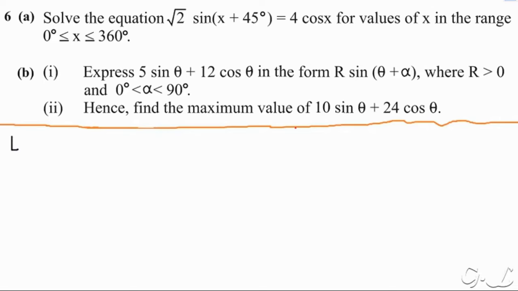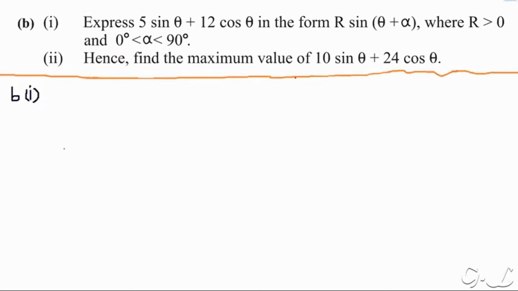Let's now go to part B. Part B says, in part B we have Roman numeral 1, and then we also have Roman numeral 2. With Roman numeral 1, it says express 5 sine theta plus 12 cos theta in the form r sine open brackets theta plus alpha close brackets, where r is greater than 0 and alpha is less than 90 degrees, and greater than 0 degrees. So we are going to start with Roman numeral 1. So we are done with A.